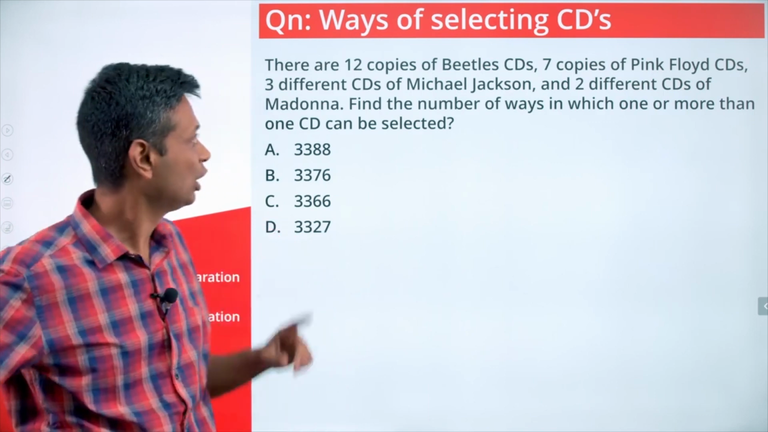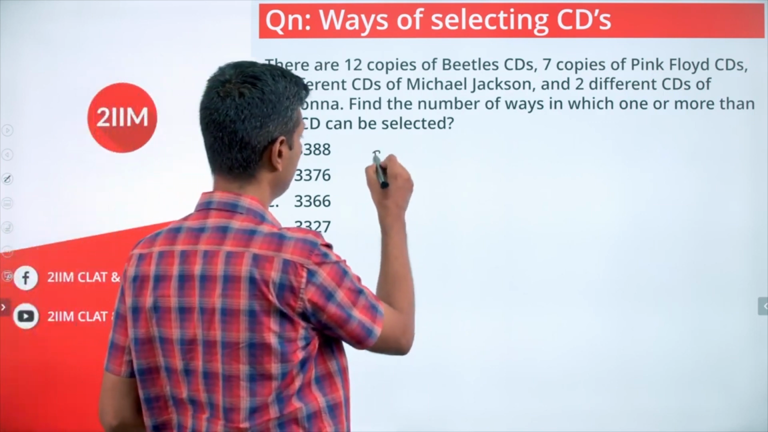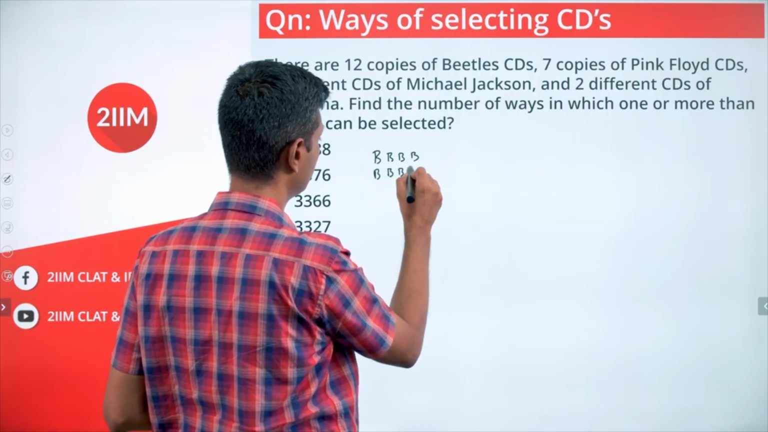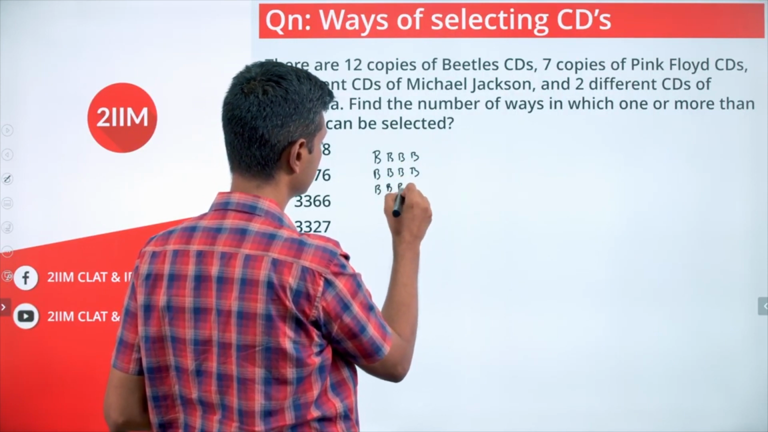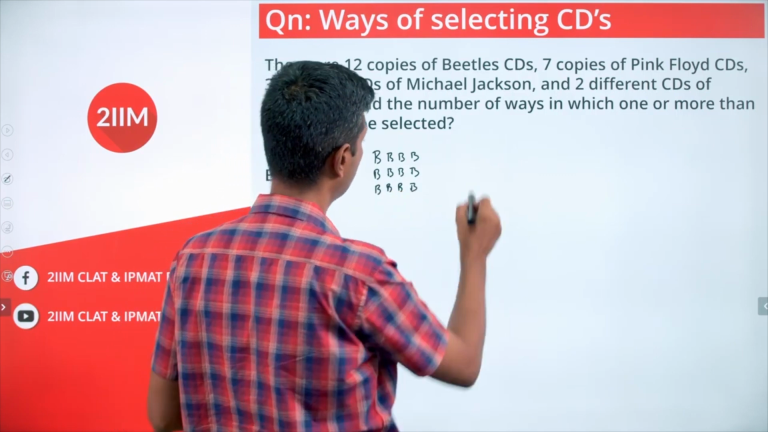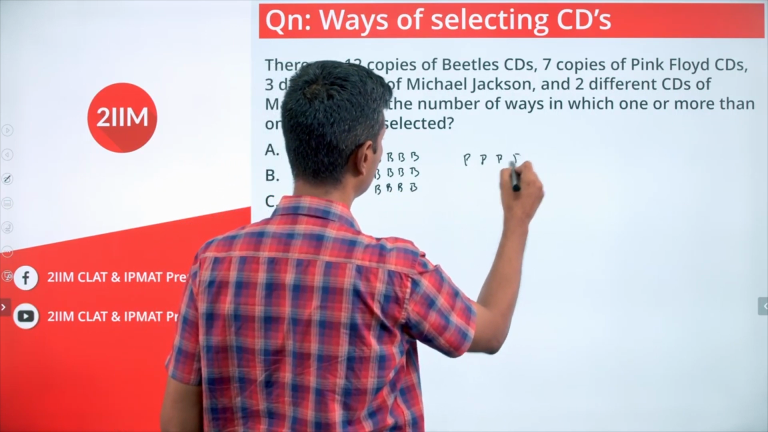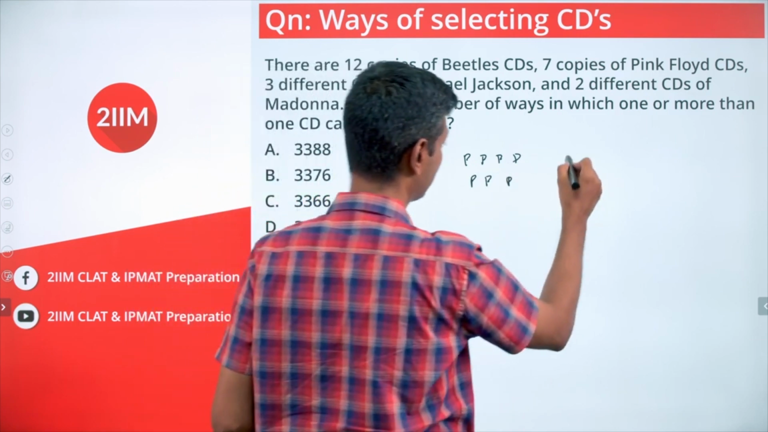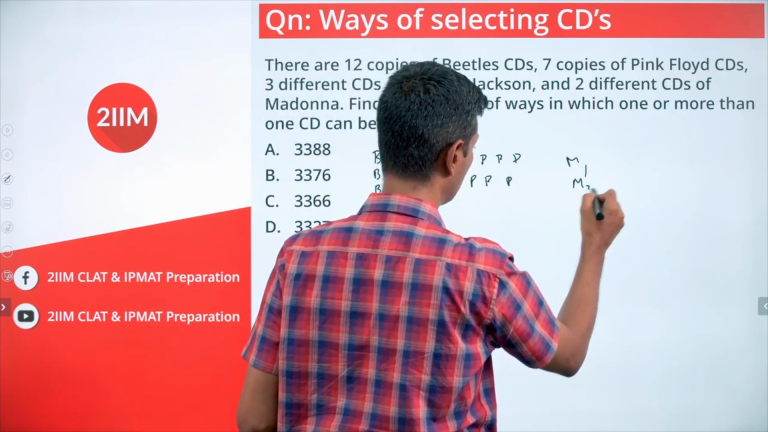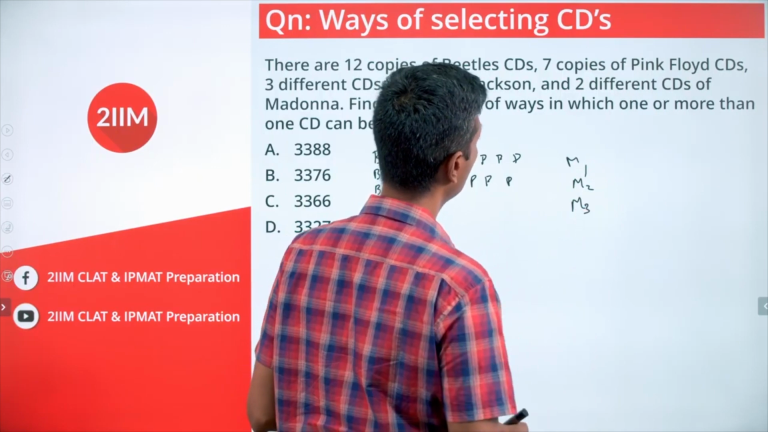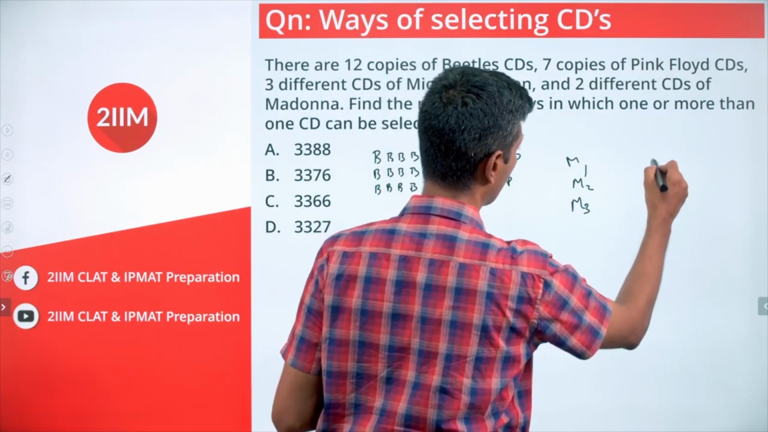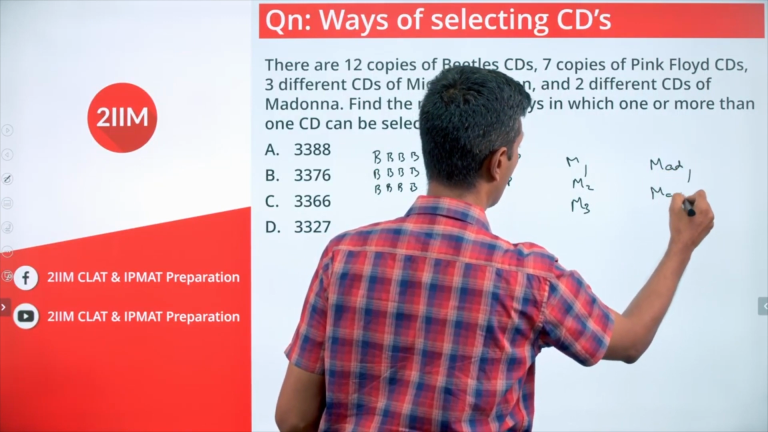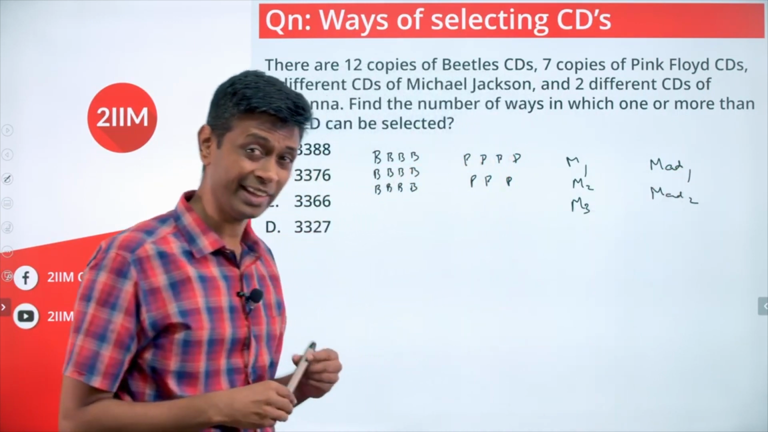What do I mean by that? We have 12 copies of Beatles CDs. So B, 12 of these. 7 of Pink Floyd, P. 3 different CDs of Michael Jackson, M1, M2, M3. 2 different CDs of Madonna, M81, M82.